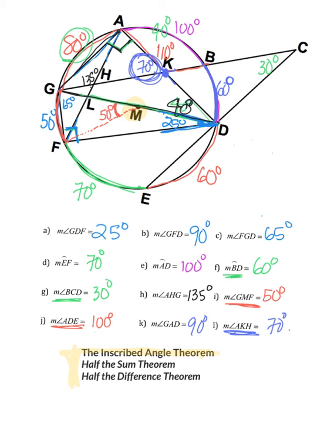First is the inscribed angle theorem, wherein the vertex of the angle is on the circle. Half the sum theorem, wherein the vertex of the angle is inside the circle. And last but not the least is the half the difference theorem, wherein the angle is outside the circle. Let us investigate this further.